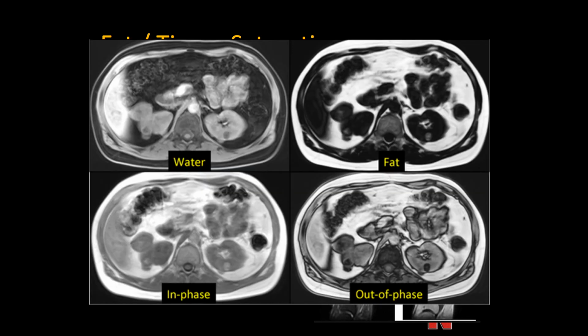Right? All right. So here's a Dixon sequence. Dixon sequence is basically magic, where it creates 4 different images for you from the same acquisition. A water sensitive sequence where fat is nullified, a fat only sequence where water is nullified, in addition to T1 in and out of phase imaging, which we'll talk about later.